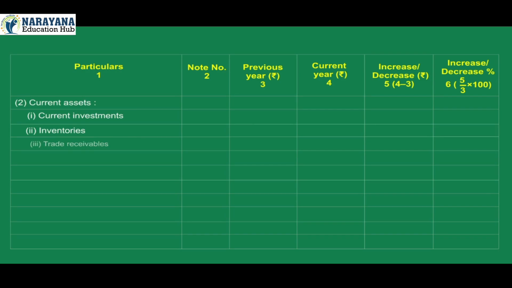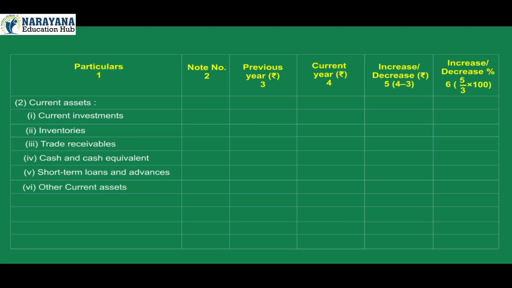2. Inventories. 3. Trade receivables. 4. Cash and cash equivalents. 5. Short-term loans and advances. 6. Other current assets. Total.